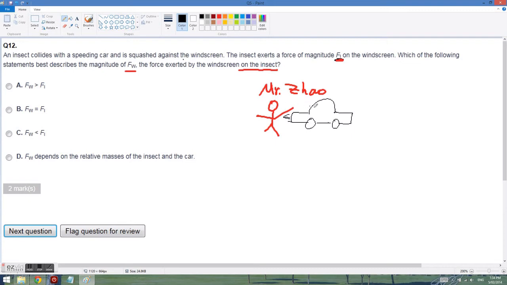force I exert on the car should be the same as the force the car exerts on me. That should be an action and a reaction force. In other words, the car hits me, or I hit the car with my body. That's Newton's third law. So these two forces should be the same, and that should be your answer.